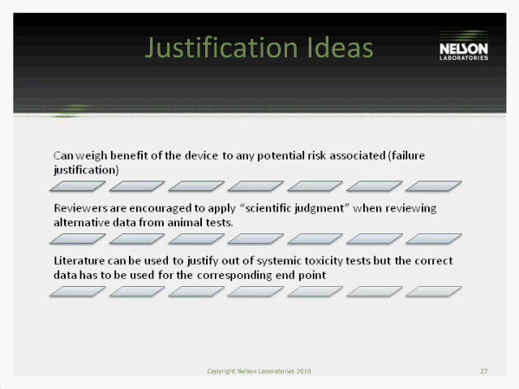The next step is literature can be used to justify out a systemic toxicity test, but the correct data has to be used at the corresponding endpoint. Once again, same kind of concept. Here's scientific judgment being used to justify out of testing. But you have to have someone who can know the correct endpoints of those tox tests and make sure that the data you're deriving has the same endpoints to be able to make those justifications.